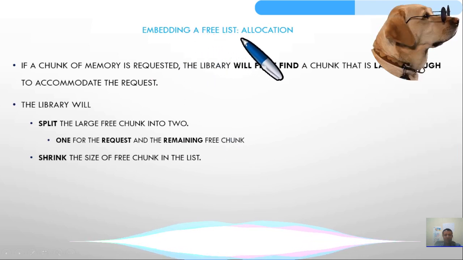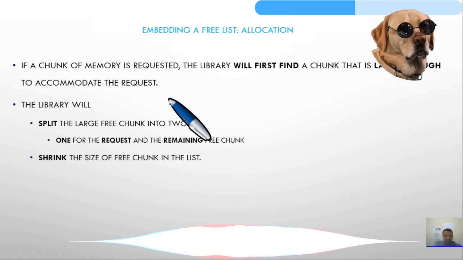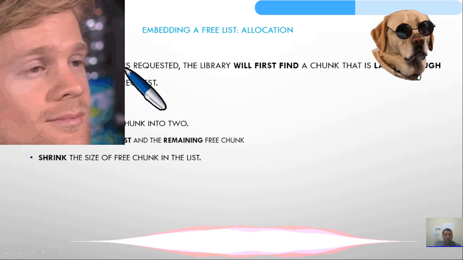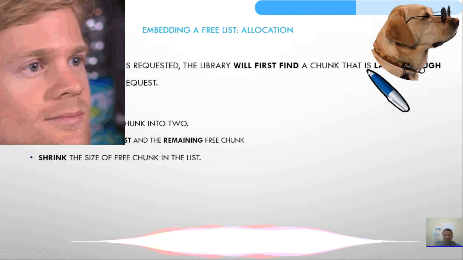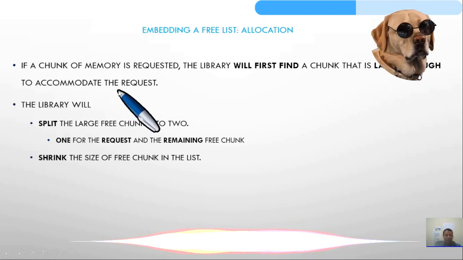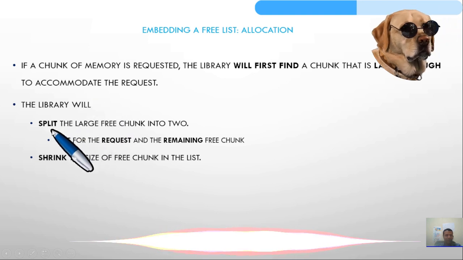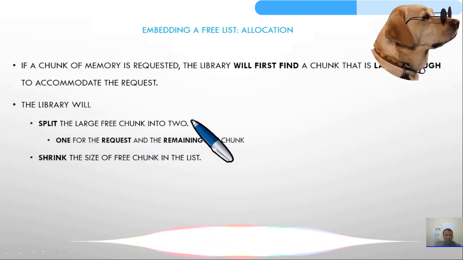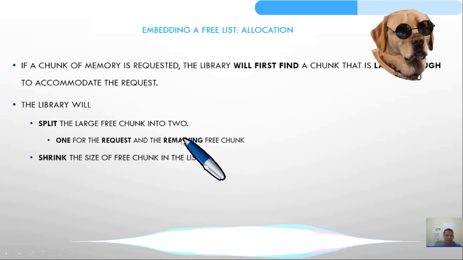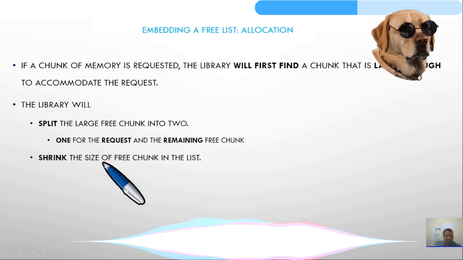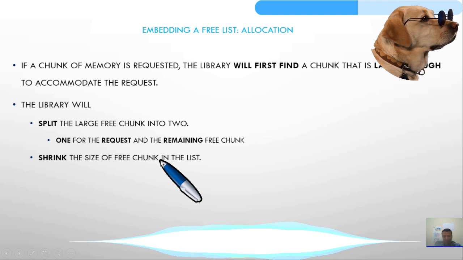Now, embedding a free list allocation. If a chunk of memory is requested, the library will first find a chunk that is large enough to accommodate the request. This is simple. The library will split the large free chunk into two, one for the request and the remaining free chunk, and shrink the size of the free chunk in the list.